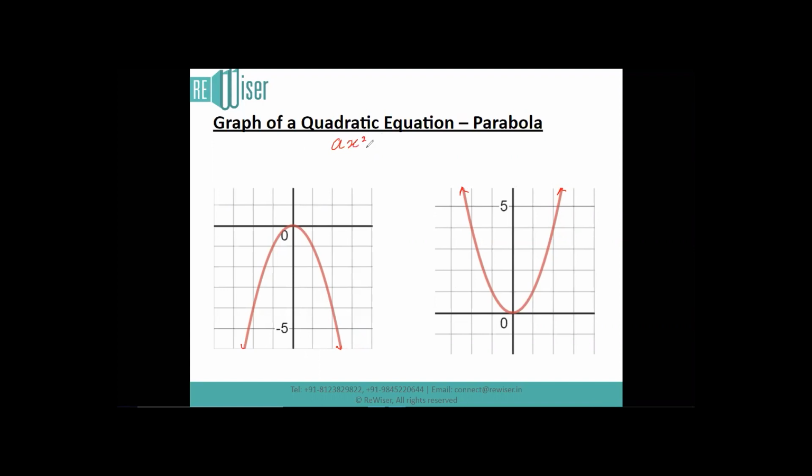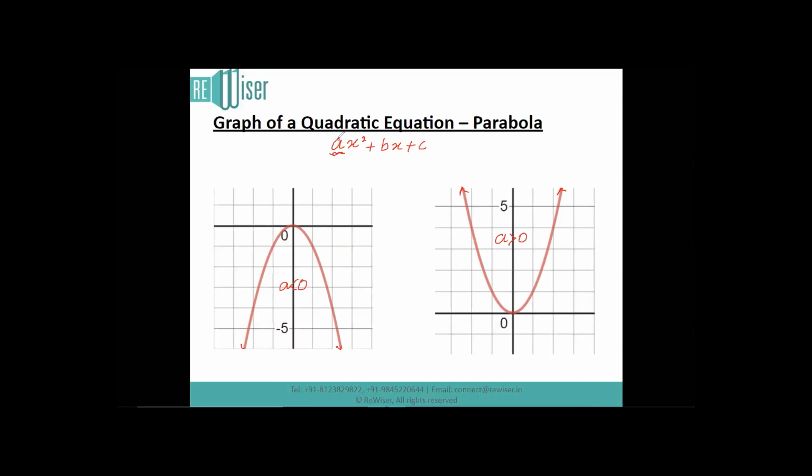Let's say this is my general form of a quadratic equation. In this case, it depends on the value of a. If a is positive, it's going to be concave up. And if a is negative, it's going to be concave down.